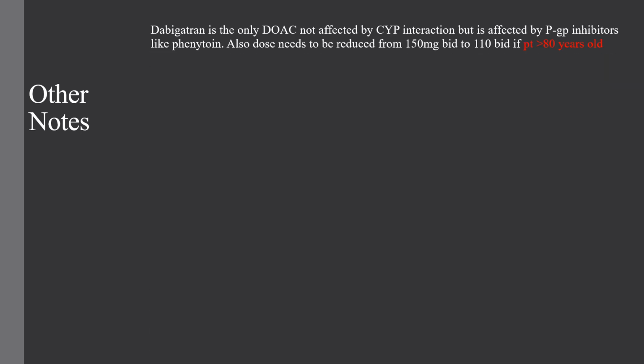Okay, and then just some random notes I thought I would add. So dabigatran is basically going to be your only DOAC that's different. Dabigatran is probably the one that you're going to see weird questions on. This is the one that's not affected by CYP interactions, but it's affected by P-gp inhibitors, something like phenytoin. So phenytoin is also a CYP inducer, so it also affects P-gp as well. So that's also going to affect your dabigatran levels. And I can't really think of P-gp inhibitors off the top of my head, but phenytoin is the one that just comes to mind. Actually, now that I'm writing this, I'm like, is colchicine one? No, I can't remember anymore.